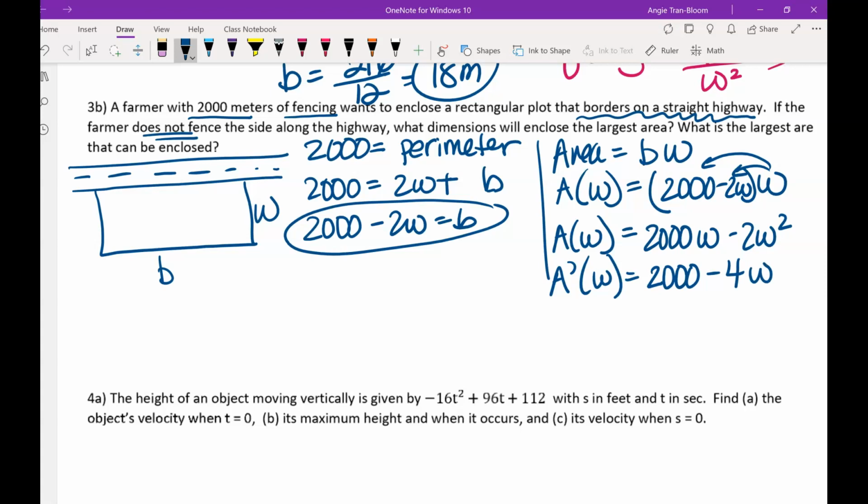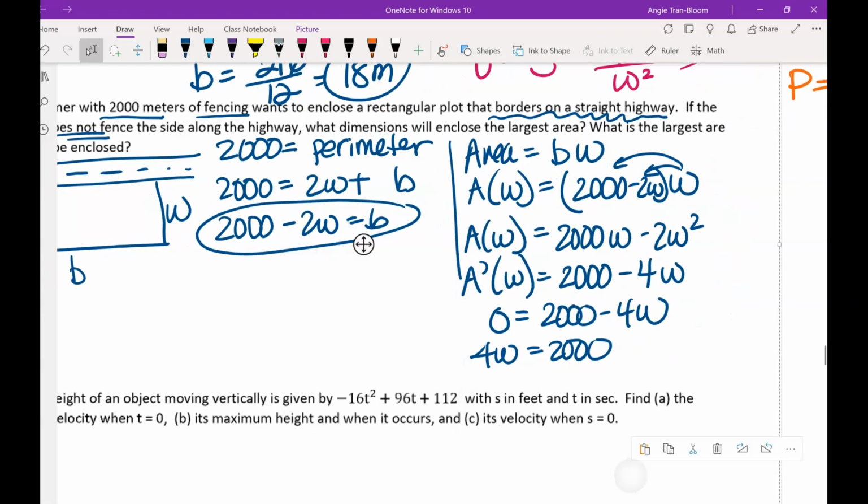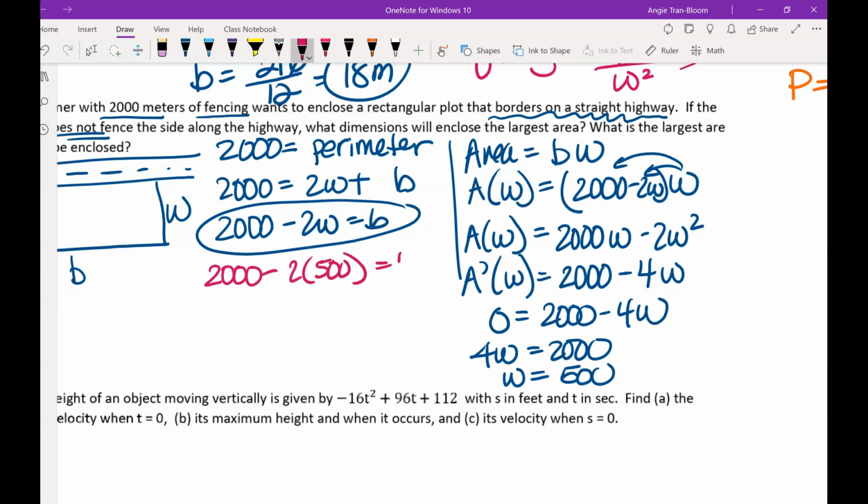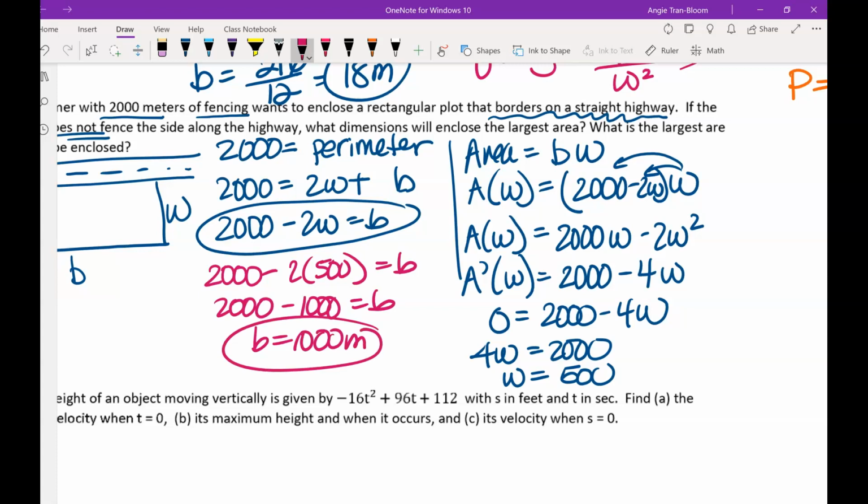Set it equal to 0. Move the 4W over here. Okay, so divide both sides by 4. W equals 500. All right, guys, W equals 500. I'm going to go 2,000 minus 2 times 500. That should give me my base. So 2,000 minus 1,000. So my base comes out to be 1,000 meters, okay?